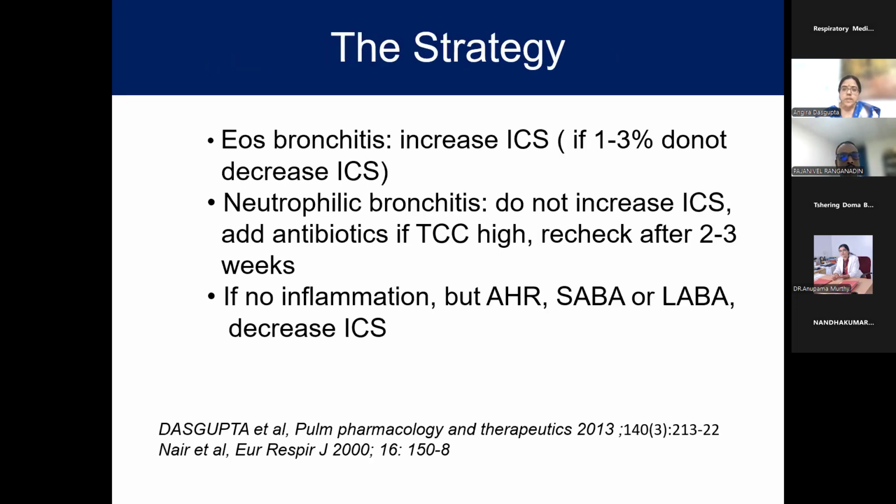And how do we treat such patients? If a patient has just an eosinophilic bronchitis, we increase the inhaled corticosteroid dose. If it's neutrophilic bronchitis, we do not mess with the ICS, but we add antibiotics. And if the total cell count is high, we have to recheck after 2 to 3 weeks, because sometimes the raised neutrophils and total cell count can mask a raised eosinophil level. If there is no inflammation, then you can give a bronchodilator to this patient, but do not mess with anything else.